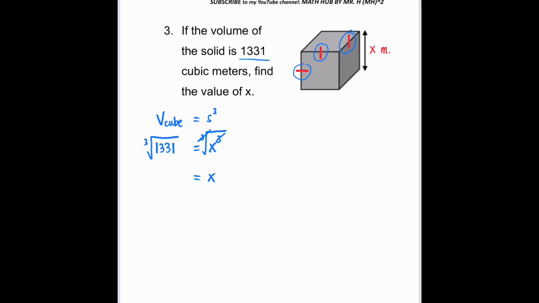And here, you've got cube root of 1,331. And the cube root of that is a perfect cube. So the cube root is 11. So basically the value of x is 11, and relating it again to the given diagram, we're looking at 11 meters as the length of the edge. All right. So that's for question number 3. Let's move to the fourth question.